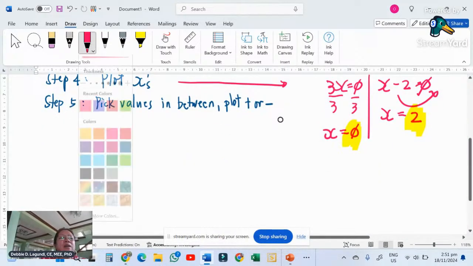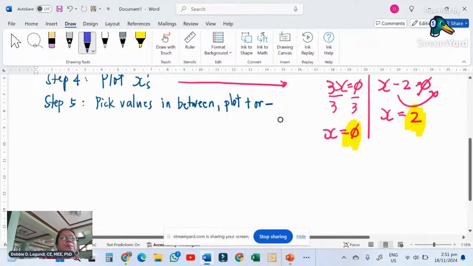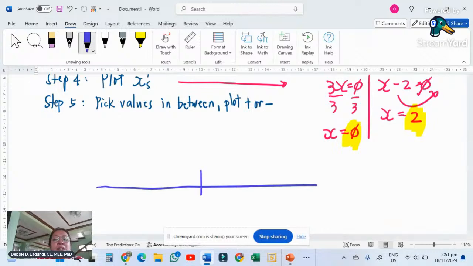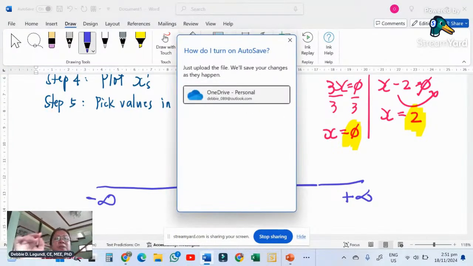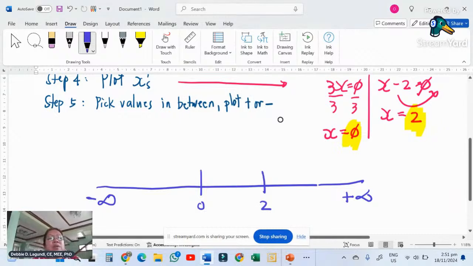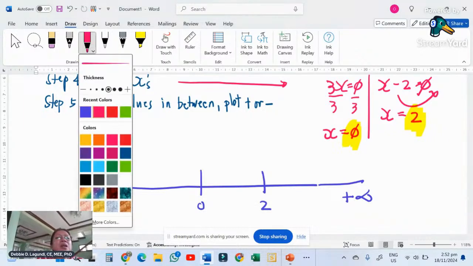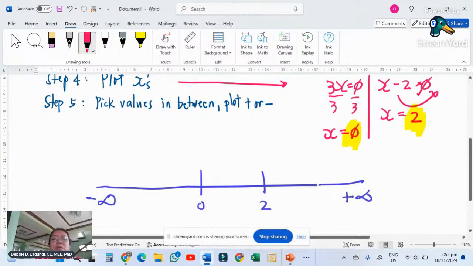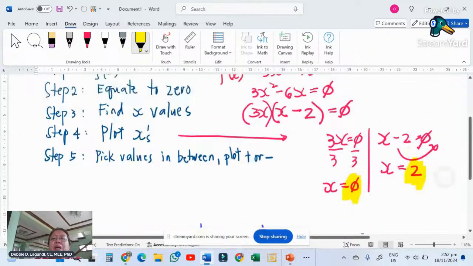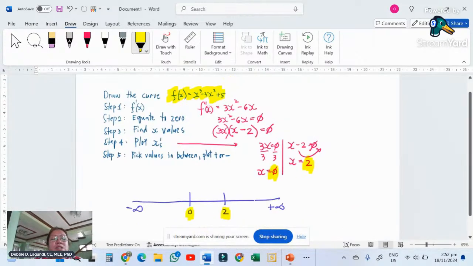So what is the next thing you have to do? Then you have to plot your x's. We are now in step 4. Let this be my 0, and let this be my positive 2, and this will be positive infinity, and this is negative infinity. So we have to determine whether they go up or down. So pick values in between and plot positive or negative. That's our step 5. First off, we have to plot the 0 and 2, which we did already. These are the 0 and 2 determined from the process of equating the factors to 0.